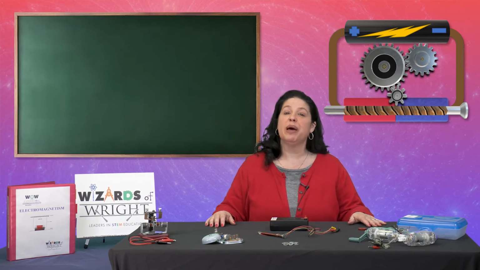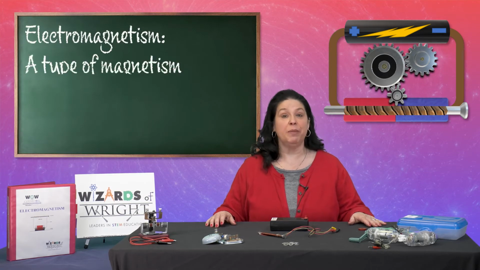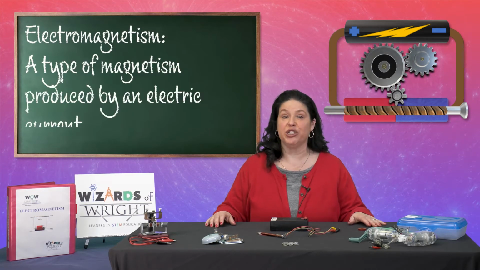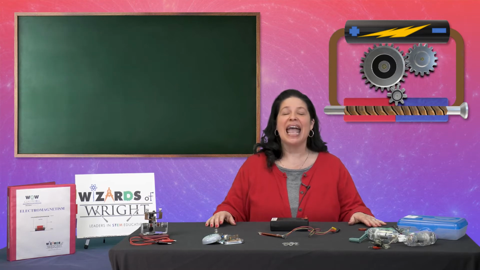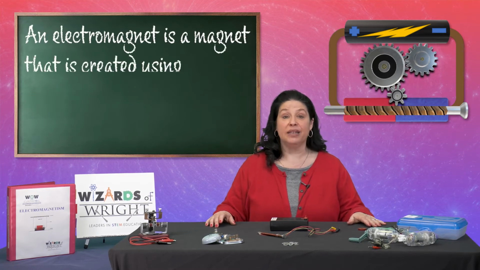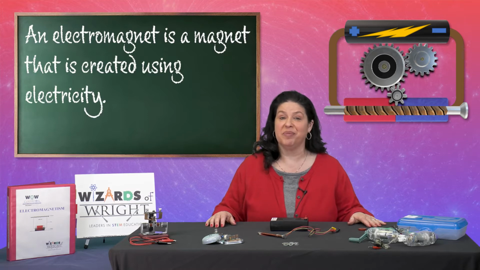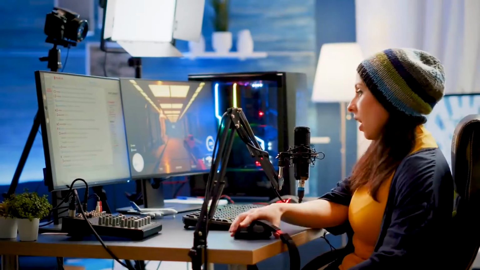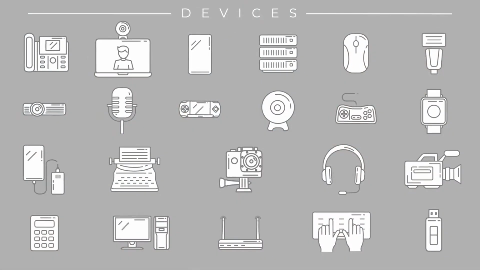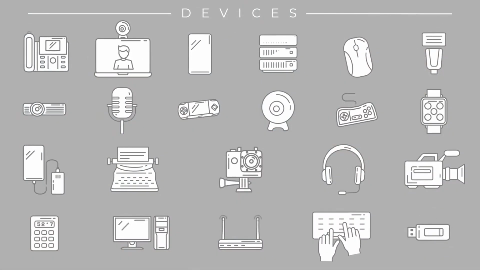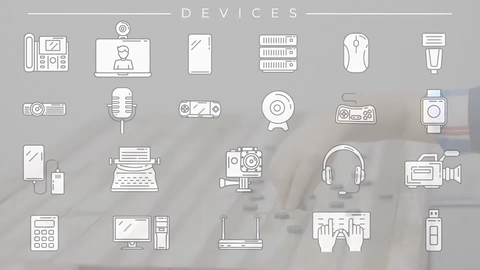Today we're going to learn about electromagnetism, which is a type of magnetism produced by an electric current. Are you ready to get started? Let's go. An electromagnet is a magnet that is created using electricity. Electromagnets are used to power microphones, speakers, headphones, some telephones, doorbells, computer hard drives, and even some household appliances.